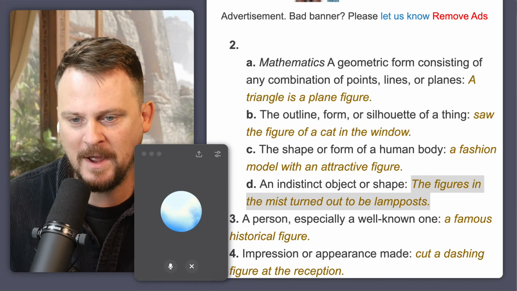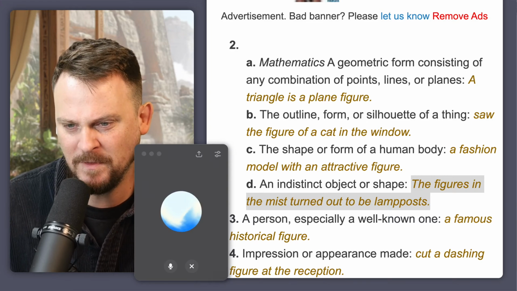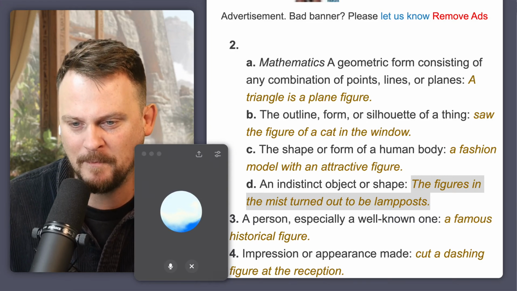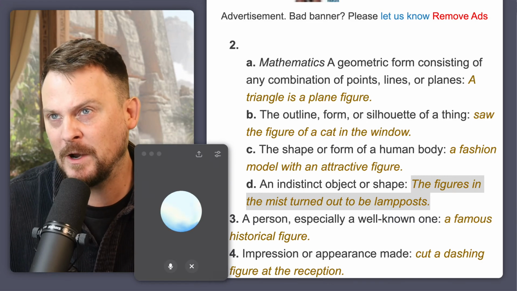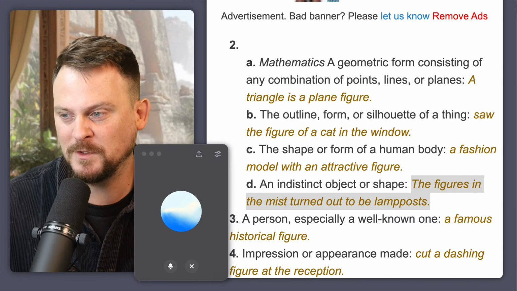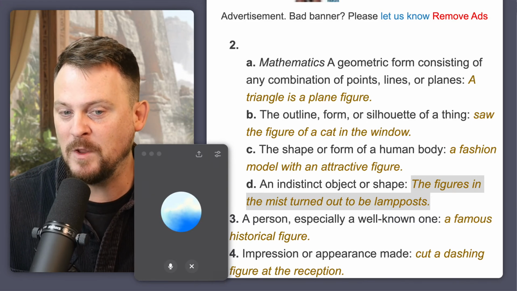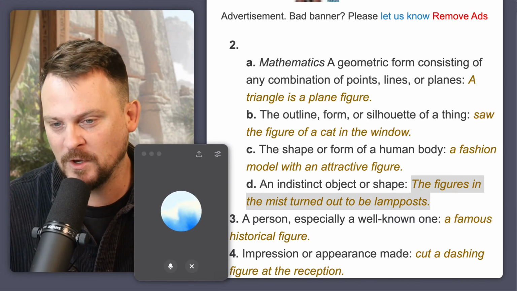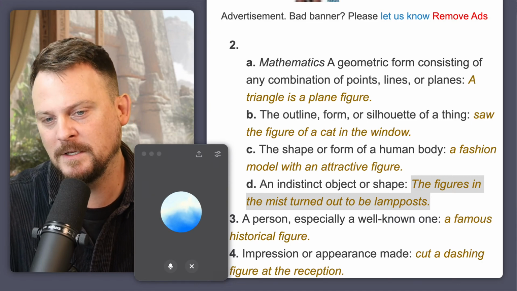Yeah, that's good. What about, is this the same? The figures in the mist turned out to be lampposts. Am I just using figure there again kind of as a placeholder? Because I don't know it's a lamppost or not, I use figure. And then once I see that it's a lamppost, I don't use figure anymore. Is that right?